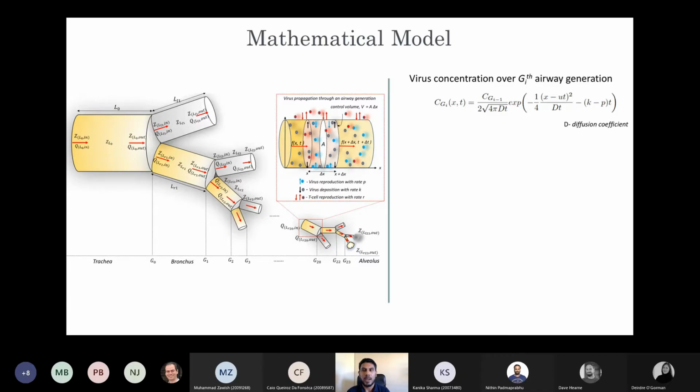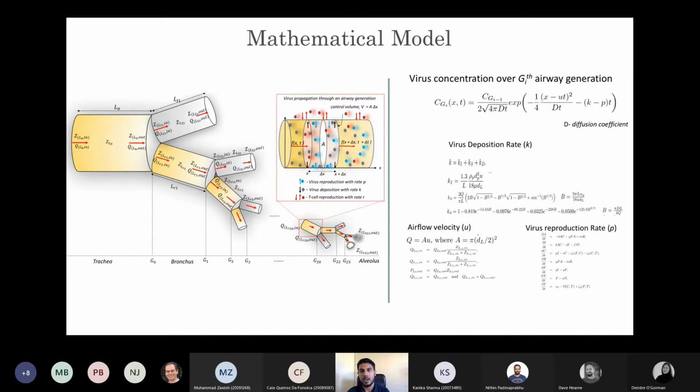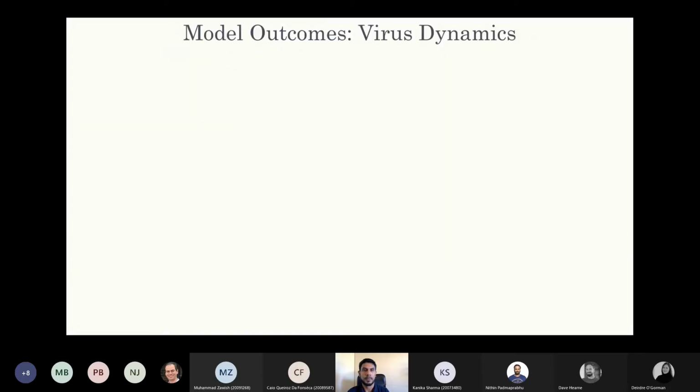To find these parameters, we derived mathematical models. So this is the mathematical model for the virus deposition rate and airflow velocity, and also the virus reproduction rate. Then this is the whole mathematical model in short, and then we use this model to explain SARS-CoV-2 viral dynamics.